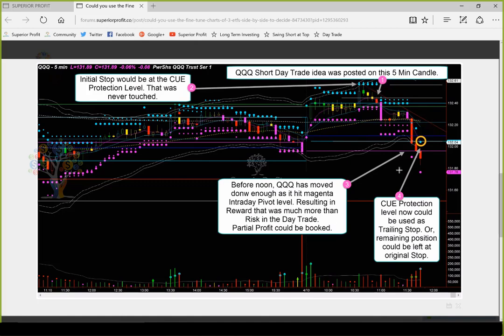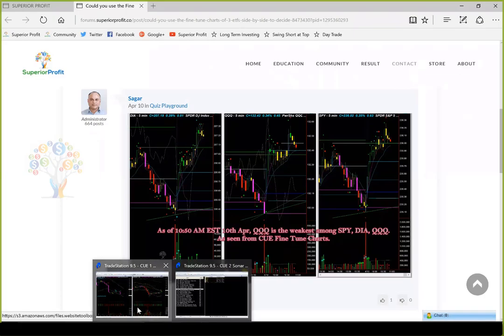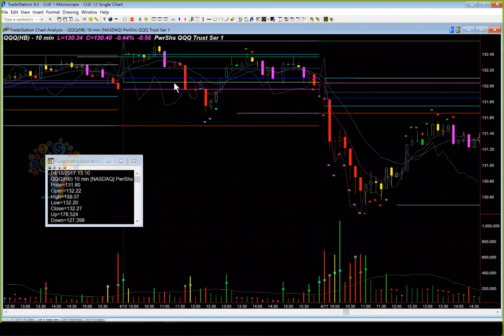Now that was which day? Let's see. That was 10th April. And now if we look at QQQ, so this was the day. This was the day, this day, the trade was shared.